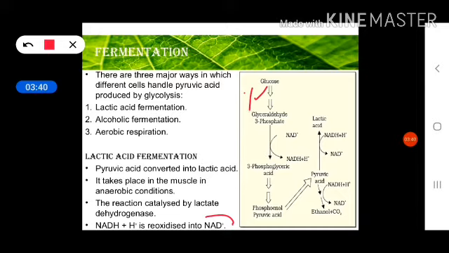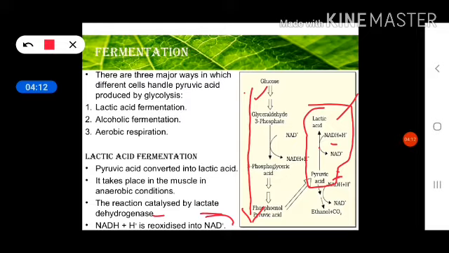Now the alcoholic fermentation occurs in two steps. In the last part, you can see this one is the alcoholic fermentation, and it is a two-step process. Pyruvic acid is finally converted into ethanol plus carbon dioxide, and in this process also NADH plus H plus is oxidized to NAD plus. So the net energy through NADH plus H plus is zero here. Only two ATPs are formed, which were already formed during the glycolysis process.